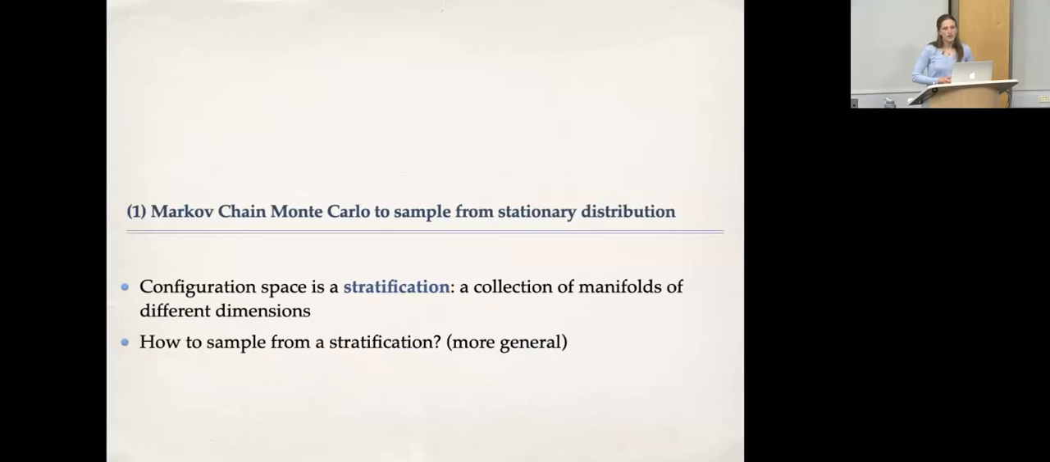Okay, so first, how can we sample from a stationary distribution of a system that has constraints, but where these constraints can break and form? So I'm actually going to describe this in a situation slightly more general than particles interacting with pair potentials. And I'm going to talk about a method to sample from a stratification, which is a collection of manifolds of different dimensions, such that some manifolds form the boundaries for higher dimensional manifolds. So first, I'm going to explain what a stratification is and how it arises from systems of particles with pair interactions.